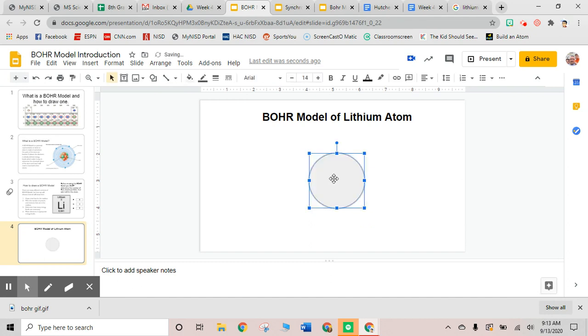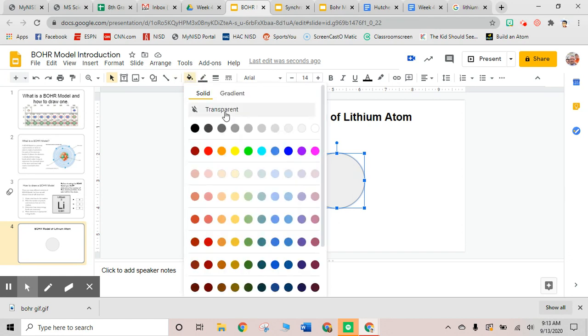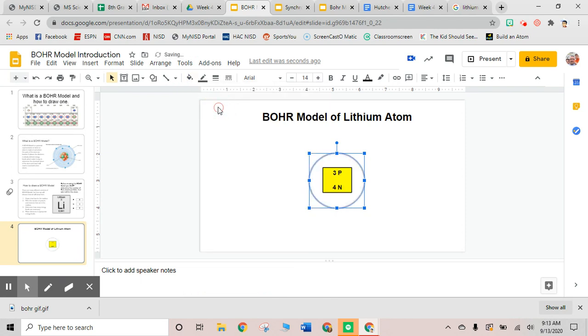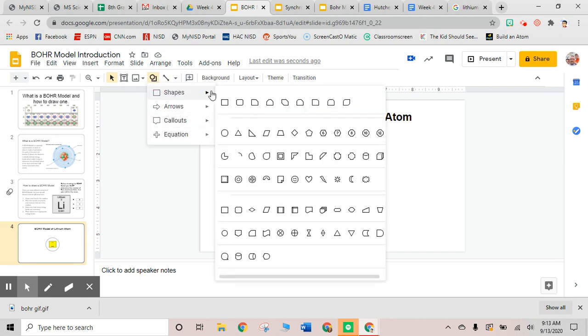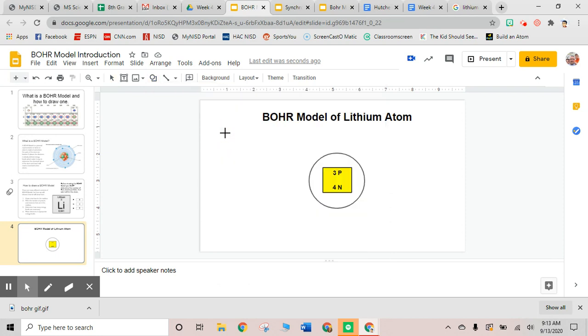Now, it's immediately going to cover that up. So a couple of things we want to do. We want to change the fill, which is this paint can right here, to transparent so that you can see through the box. And we also want to give the circle some weight. I usually like to choose 3. Okay, so now I've drawn my first energy level and I can put 2 electrons in that level.